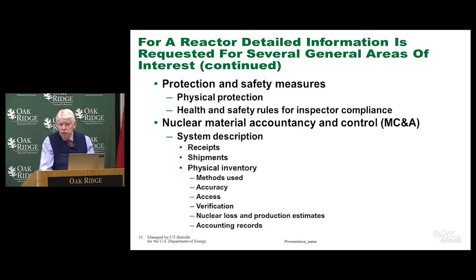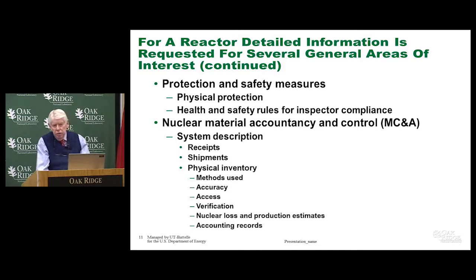Who keeps track of the shipments? Who arranges the shipments? That is, if the shipment is fresh fuel, let's say it's highly enriched uranium coming to a research reactor, how is this shipment arranged for? How is it protected? How is it received? And who transfers the authority for the fuel from one organization to another? And then the physical inventory itself.